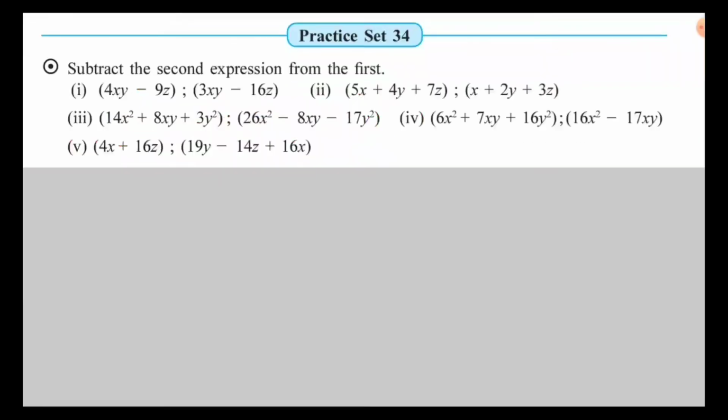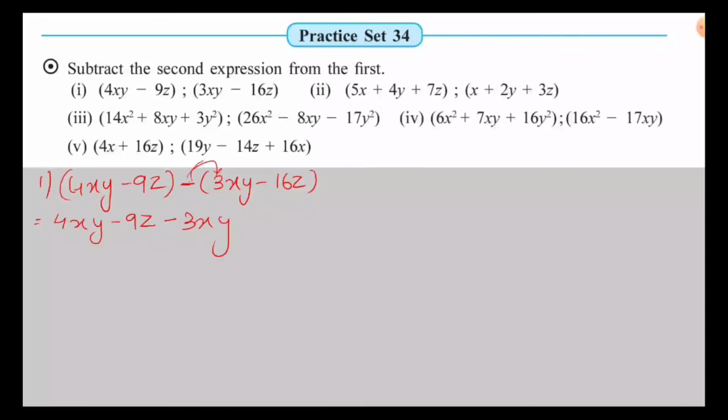Okay, let's take an example from our practice set 34. We will be doing the first sum, 4xy minus 9z. Okay, 4xy plus 9 minus 9z is the sum. We will be putting a subtraction sign over here, 3xy minus 16z. Okay, now what we have to do? We have to just subtract it. This subtraction sign will go inside. This is plus 3xy, it will become minus 3xy, and this is minus 16z, that will become plus 16z. Okay, so this is how we will be doing it.